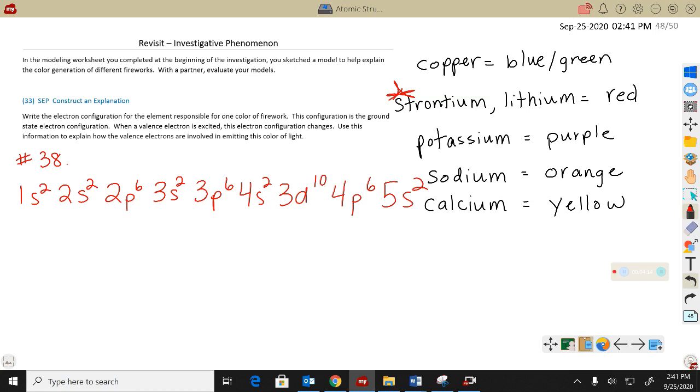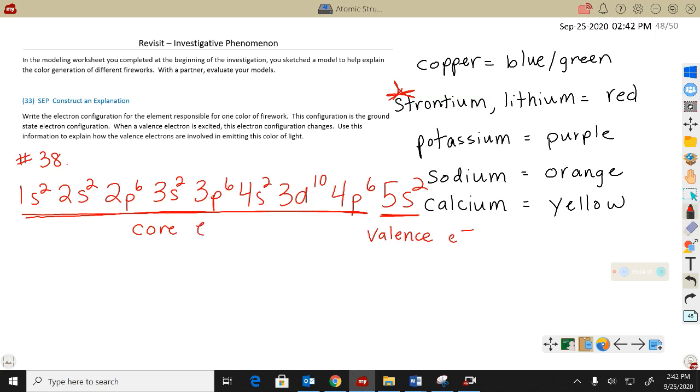Craziness. Now, you can also do the shortcut. I am always fine with the shortcut. The shortcut would mean that I get to save myself a lot of electrons. All of these are the core electrons, and it's just my outermost electrons that are valence. The highest energy level occupied by electrons in strontium would be the fifth. So I can shorten up all these core electrons.